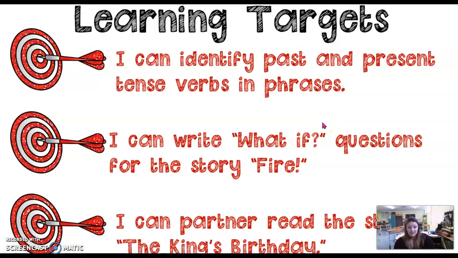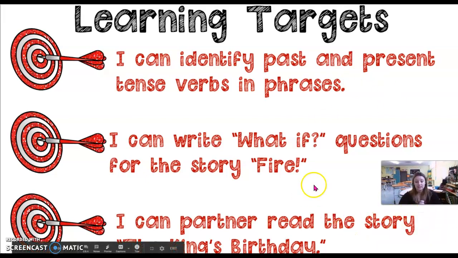And this is all for today. We practiced past and present tense verbs in phrases with our wiggle cards. We talked about some what-if questions for that section of the story, Fire, that we read. And you are going to be reading The King's Birthday and answering those questions on your own in your Google form. Make sure to go back in the text to help and ask if you have any questions for us, okay? Nice job today.